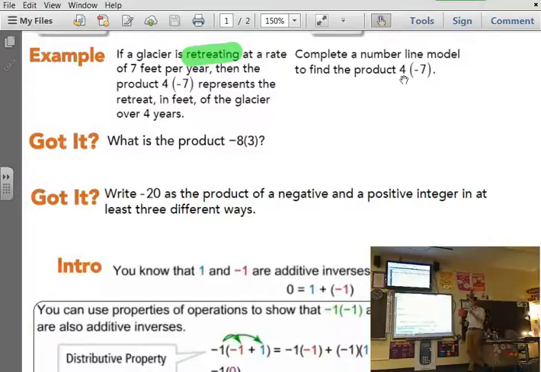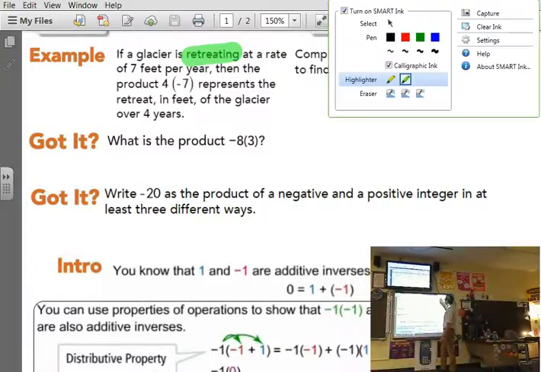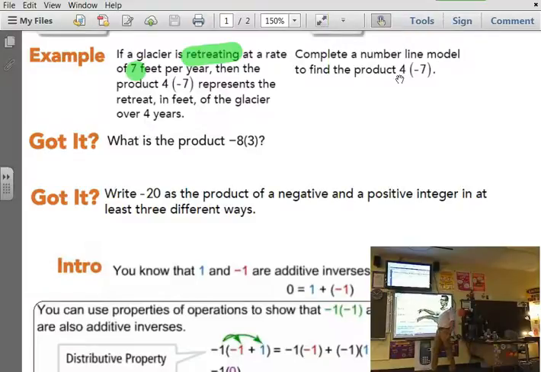So Anthony, what's it mean to retreat? Just go back. Yeah, go back or run away or lose space, right? So if it's retreating 7 feet per year, that means it is probably melting 7 feet per year. Why might that be happening?